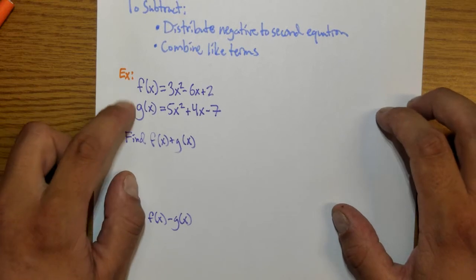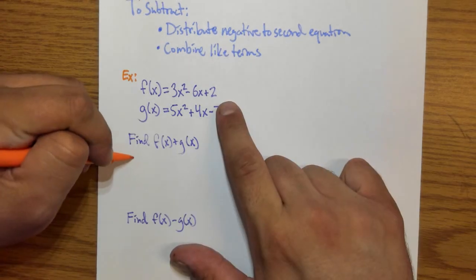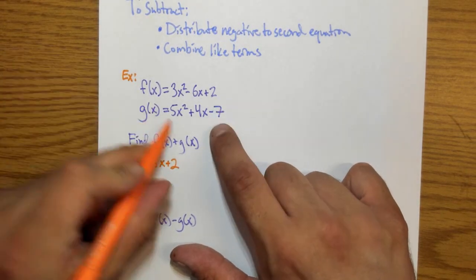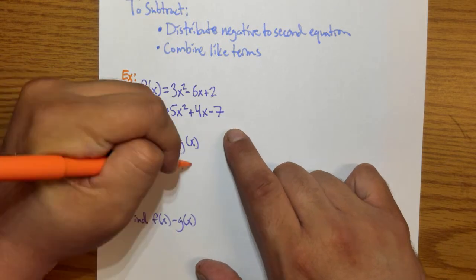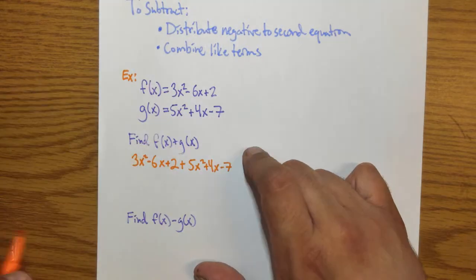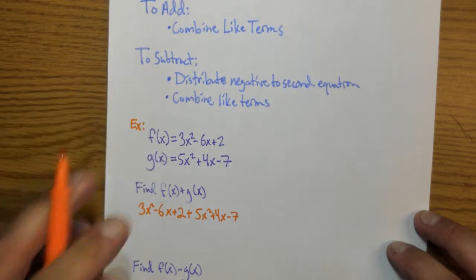So here we have two functions. We have f of x equals 3x squared minus 6x plus 2. And we have g of x equals 5x squared plus 4x minus 7. So we want to add these together. So what we're going to do here is we're going to write f of x, so 3x squared minus 6x plus 2, plus our g of x, plus 5x squared plus 4x minus 7. And then our one step, combine like terms.